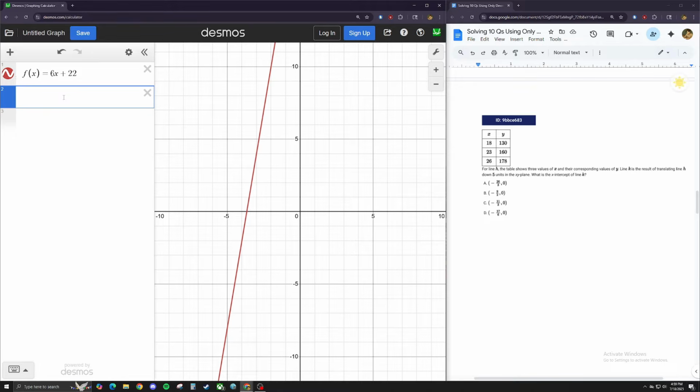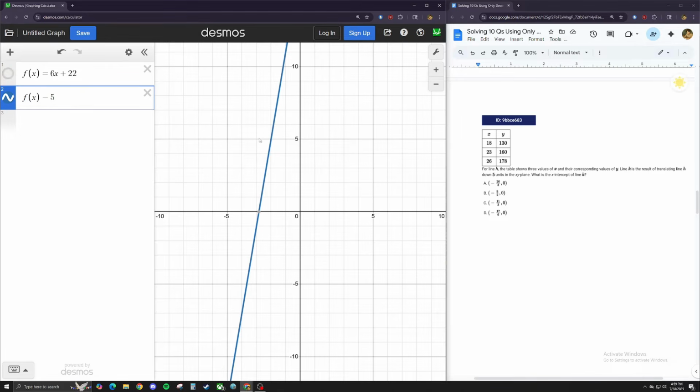And it's saying, well, if you shift it down by 5 units, so we could say f of x minus 5 and turn this off. What is the x-intercept? The x-intercept is when y is 0. So it's -2.833. And since these things are given to us as fractions, we have to convert that.